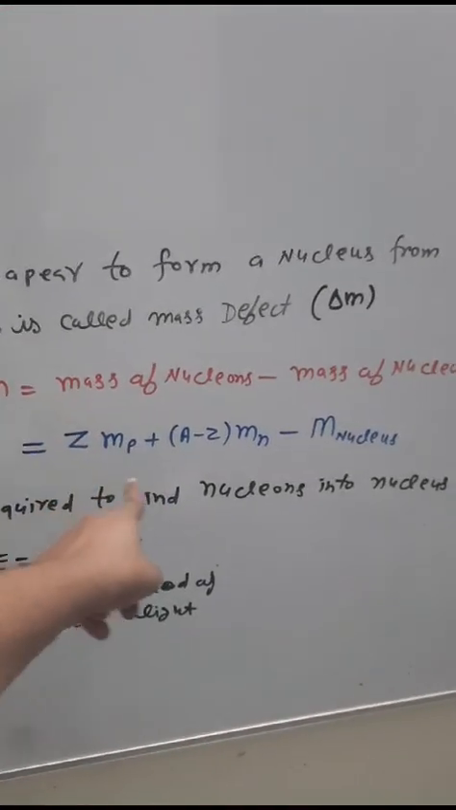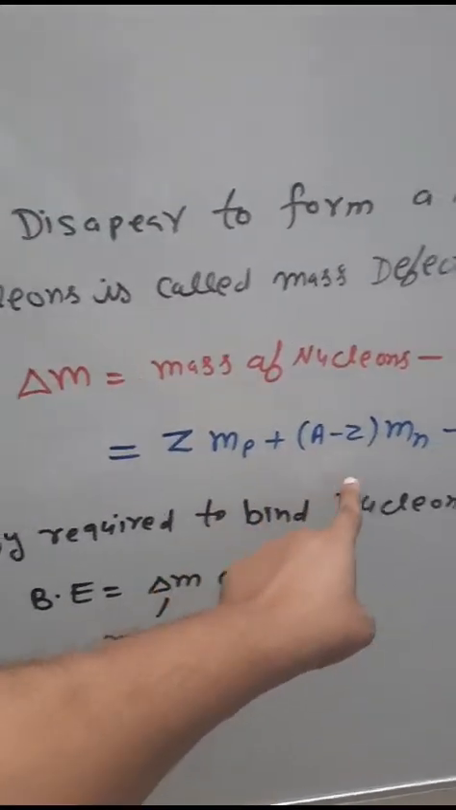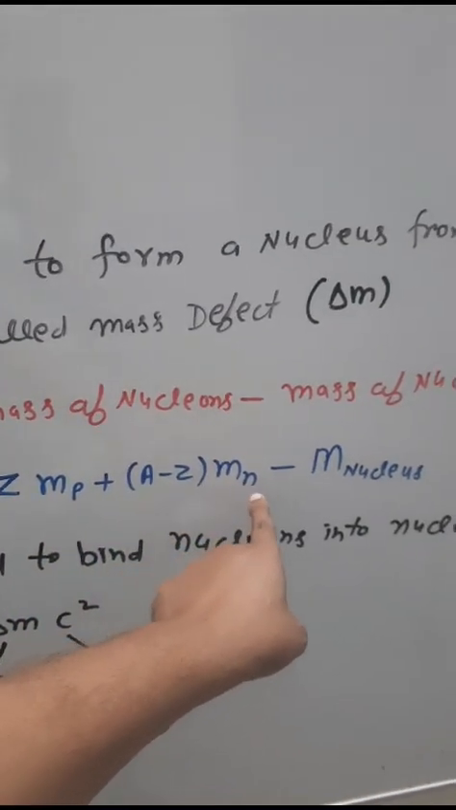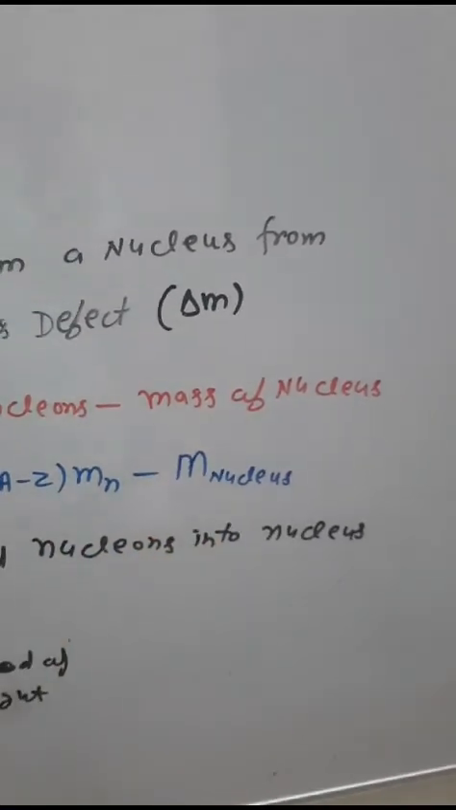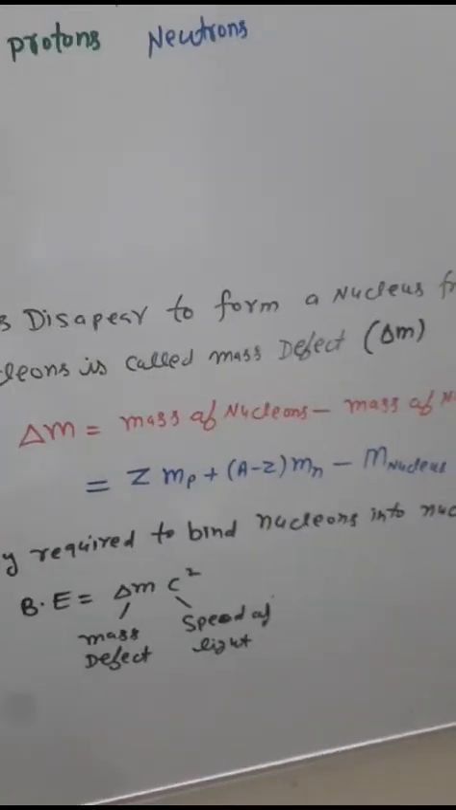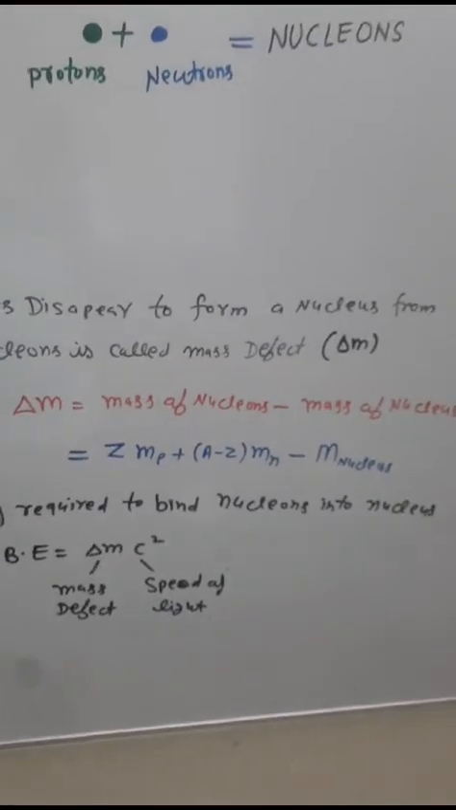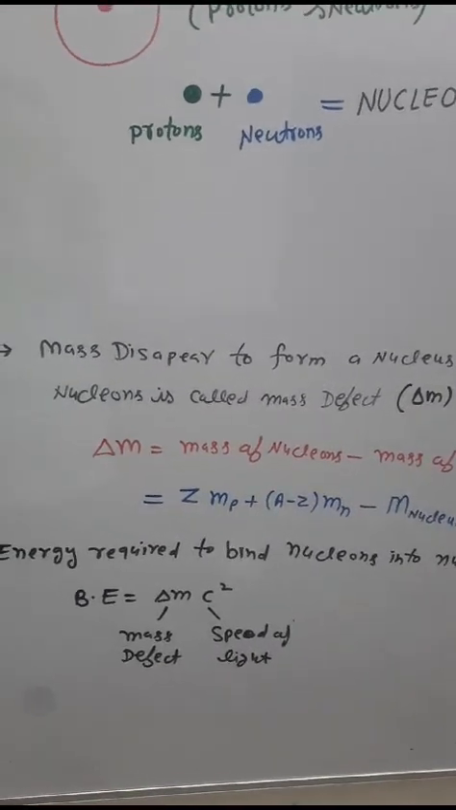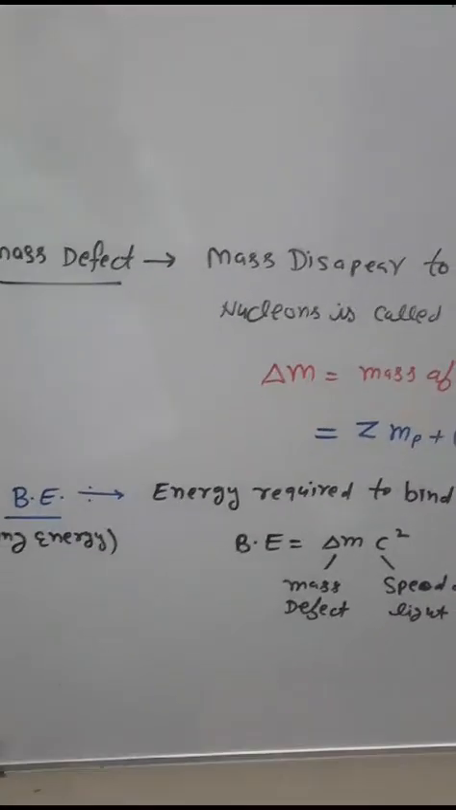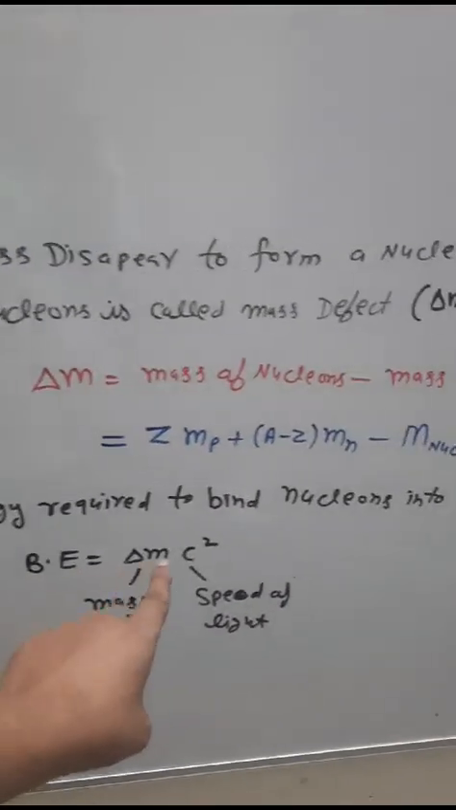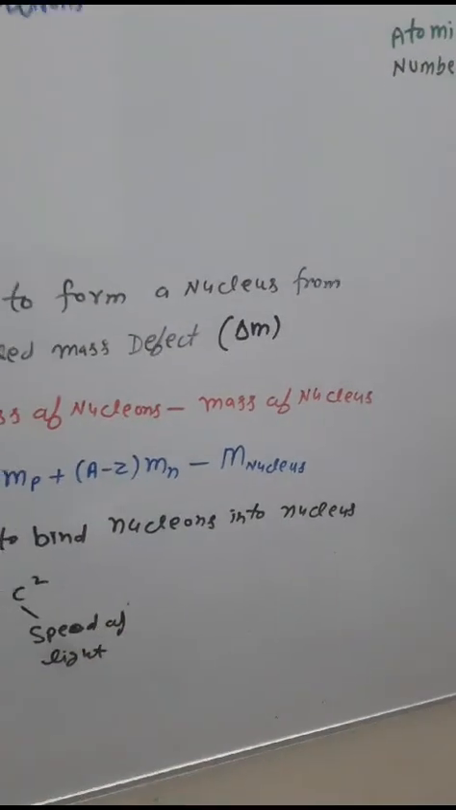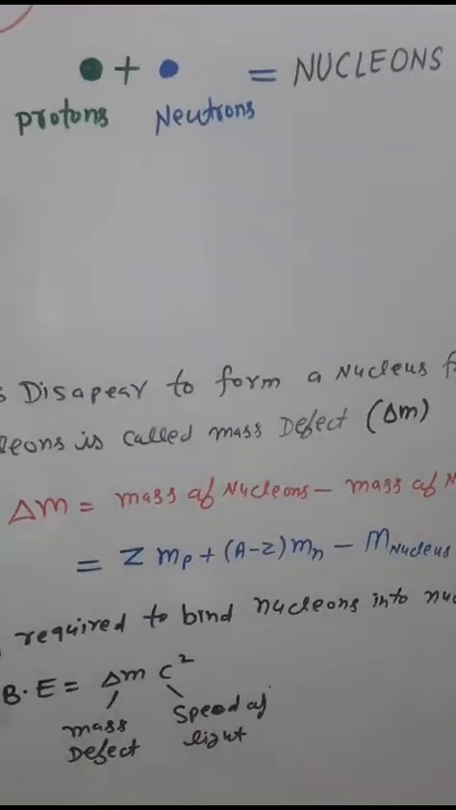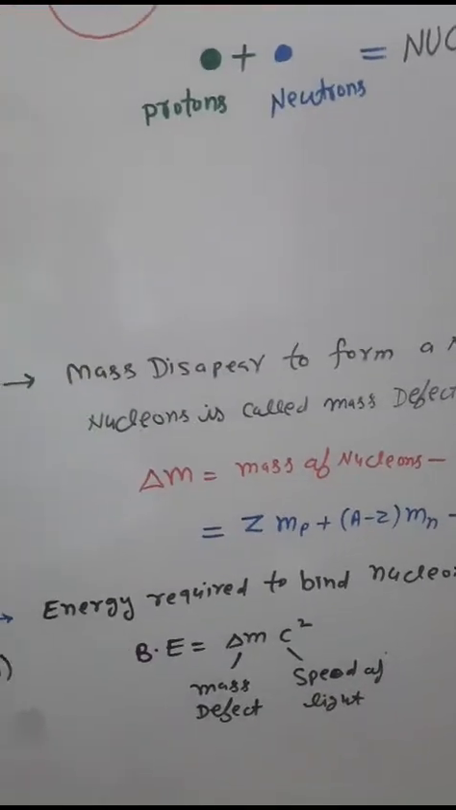So first we calculate the mass of nucleons, that is Z into mp plus A minus Z into mn, and then we subtract the mass of nucleus. Similarly, as we know, Einstein gave us the equation E equals mc square, so every mass can be converted into energy. So binding energy is the energy required to bind nucleons into the nucleus, the energy that will hold the nucleons inside the nucleus, that energy is called binding energy.